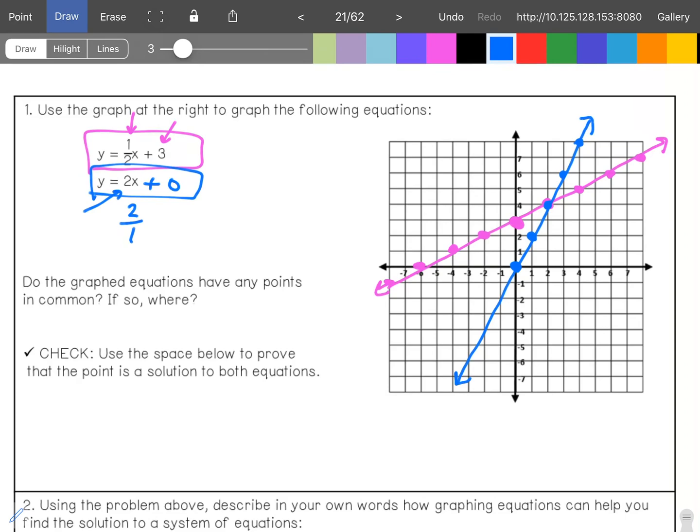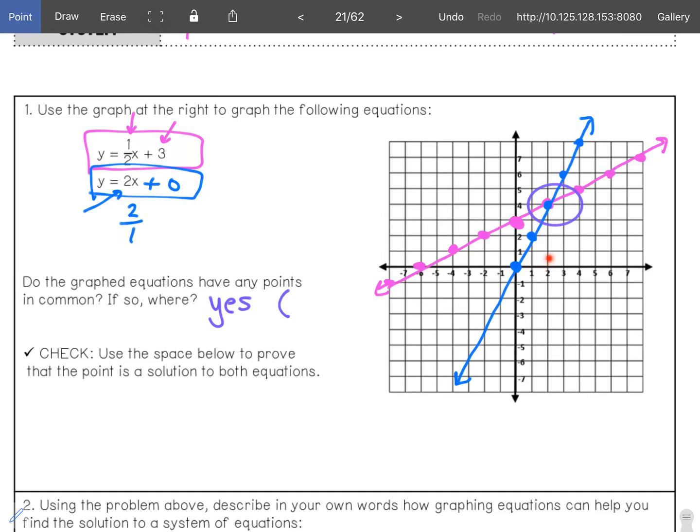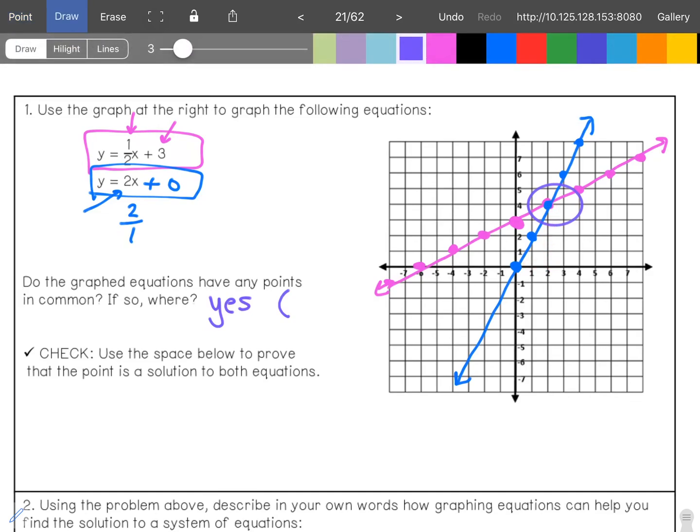So, do the graphed equations have any points in common? I kind of already gave it away. The answer is yes, it's where they intersect right here. That's the point that they have in common. So, we will write yes, and then what is that ordered pair where they intersect? Remember, you go on the x-axis first when we're plotting points, so it's going to be at +2 and then +4.